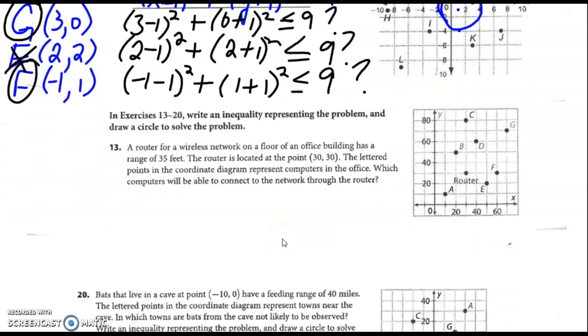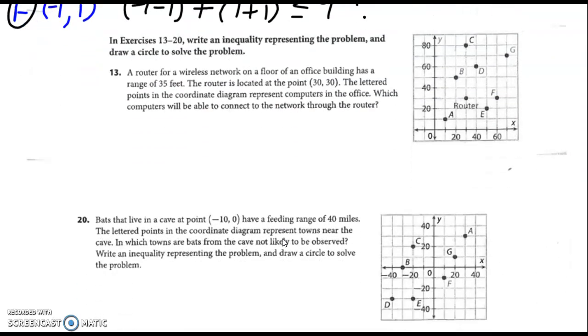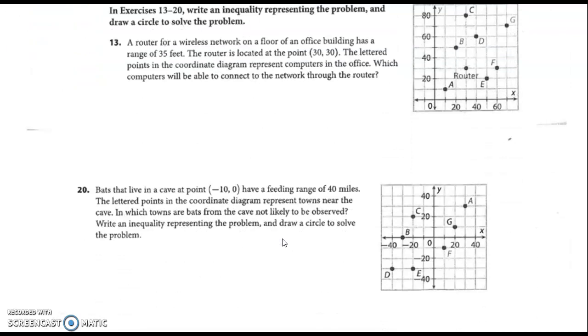Okay, so let's move down to number 13. 13 and 14 are very similar, but let's look at the wording on number 13. We still have a router, and there's a range that the router reaches, 35 feet. We're trying to figure out which computers will be able to connect to the network. Is that within the circle or outside the circle? Within.